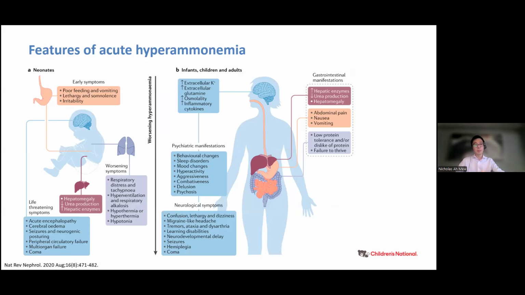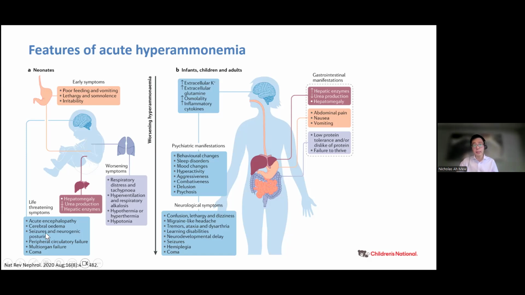This diagram just shows some of the differences in neonates, that obviously have a much more narrow way of expressing the hyperammonemia. You will typically see early symptoms that include poor feeding and vomiting, lethargy and irritability, respiratory distress, hyperventilation and respiratory alkalosis. And of course, acute encephalopathy as the cerebral edema gets worse.